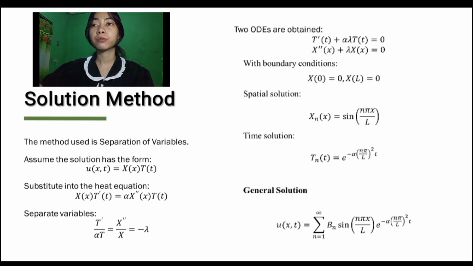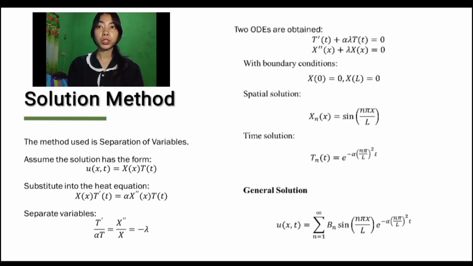First, we assume that the solution can be written as a product of two functions, one depending only on space and the other depending only on time. So, we write the solution as u(x,t) equals X(x) multiplied by T(t). Next, we substitute this form into the heat equation. After substitution, we obtain an equation that involves both functions X and T.